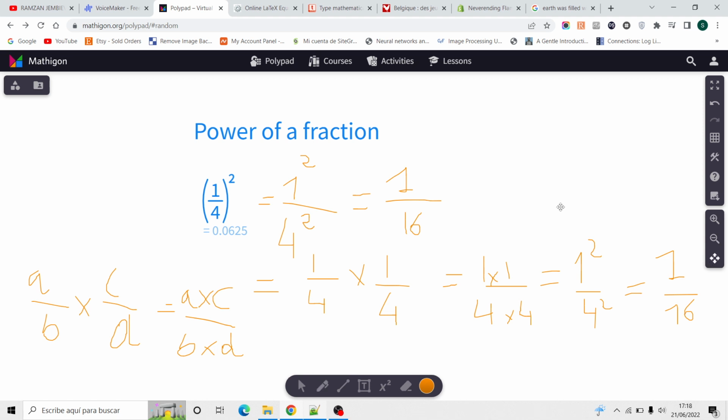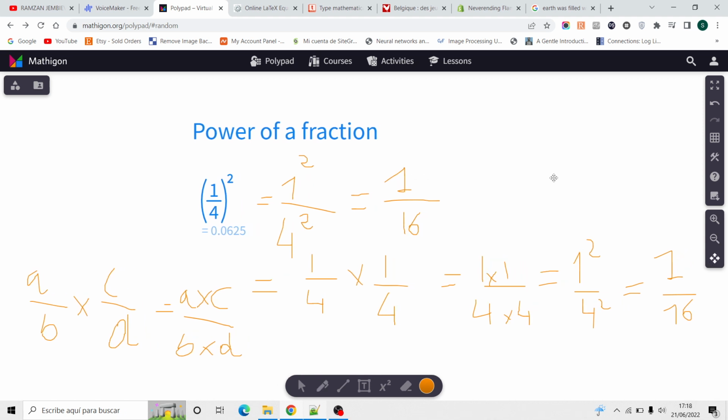Okay, so in general, let's write here. Okay, when you have a over b to the exponent c, you can distribute the exponent to the numerator and denominator. So you have a to the exponent c divided by b to the exponent c.